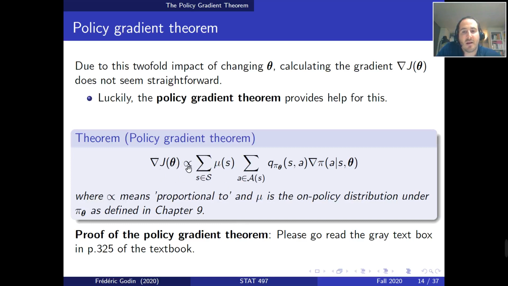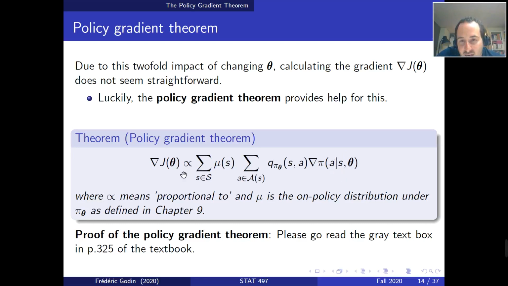The result says that the gradient of the objective function, when the objective function is the value function in state 0, is proportional to the sum across all states of the probability of being in this state according to the on-policy distribution. This sum in fact represents an expectation under the on-policy distribution of the sum over all actions of the Q function, the action value function of the current policy evaluated in state S and action A, times the gradient of the probability of selecting action A given we're in state S and given current parameters theta.